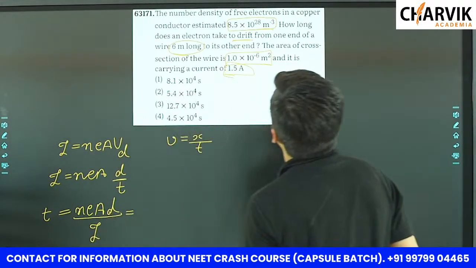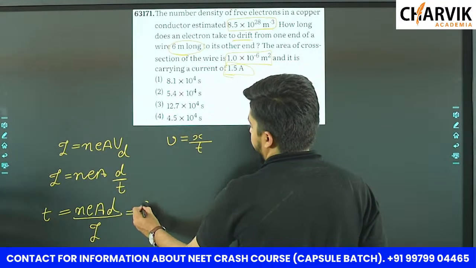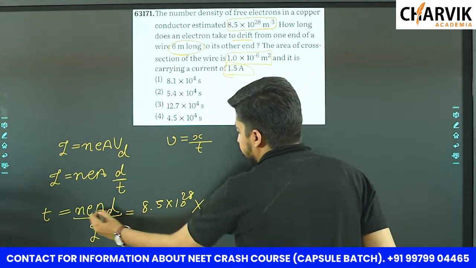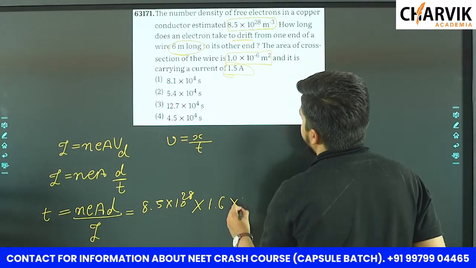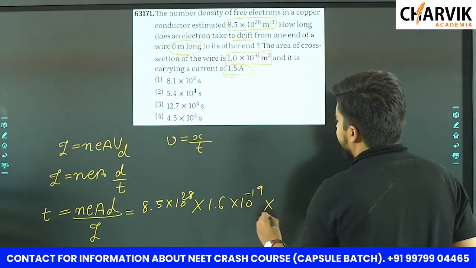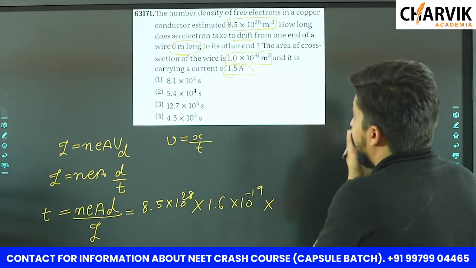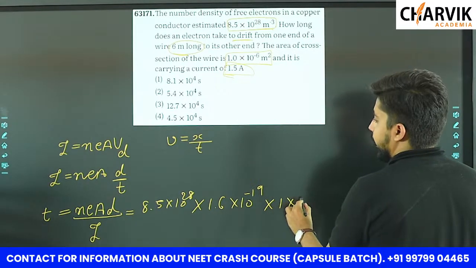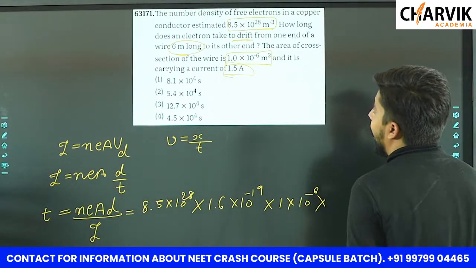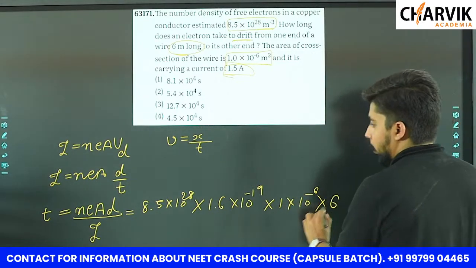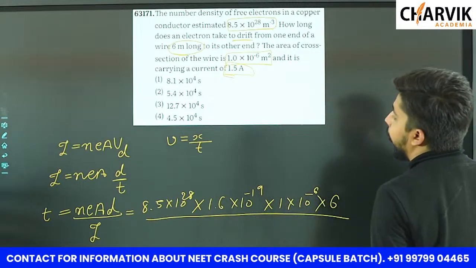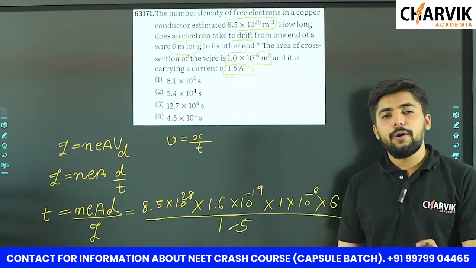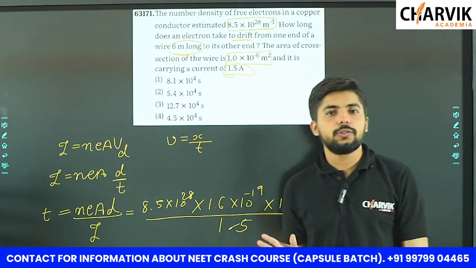What is N? N is given in the question, which is 8.5 into 10 raised to 28, into e. We all know the value, 1.6 into 10 raised to minus 19, into the area of cross section. Where is the area of cross section? Yes, 1 into 10 raised to minus 6, into how long the wire is. It is 6 meters long. Divide by the amount of current, which is 1.5.